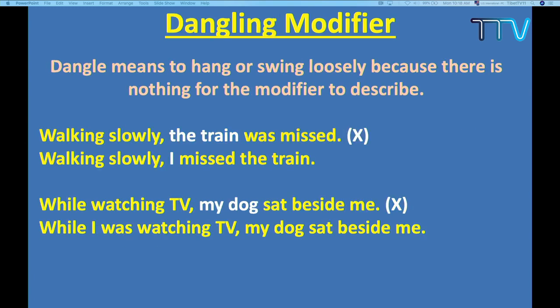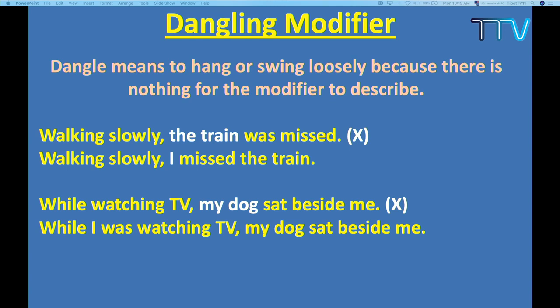Now what about the dangling modifier? Dangling means, how should I say, it does not fall. It does not have any work. Dangle means to hang or swing loosely because there is nothing for the modifier to describe. We have the modifier, but the modifier has no word. The modifier does not find the word to modify. Now let us look at the example.